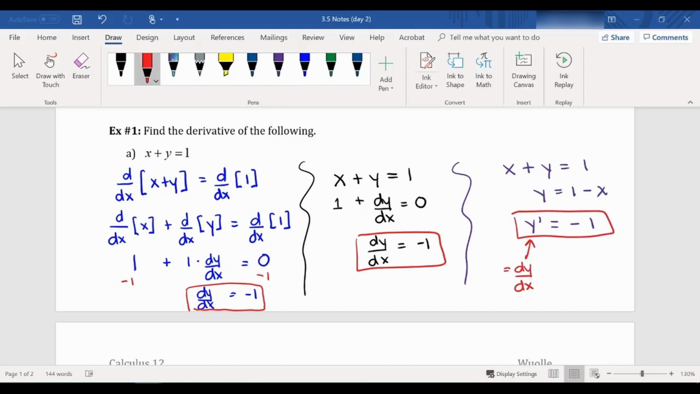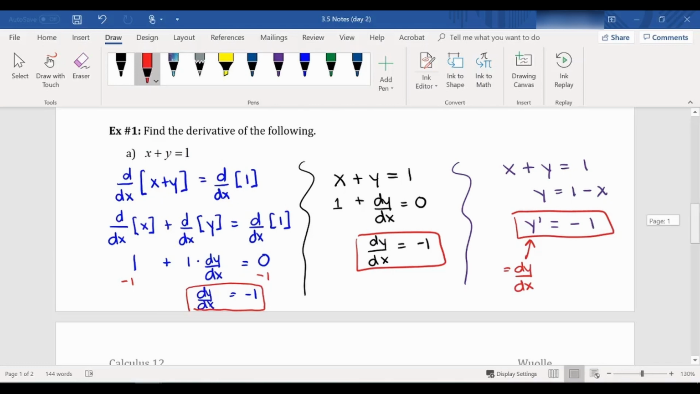So y prime and dy dx are the same thing. In your textbook, some of the examples might be using a y prime instead of a dy dx. That's fine. Notice no matter our method, rearranging, isolating y and finding the derivative, writing it as broken down as we can in the blue here, or doing the quick version in the black, we get -1 for all of these things.